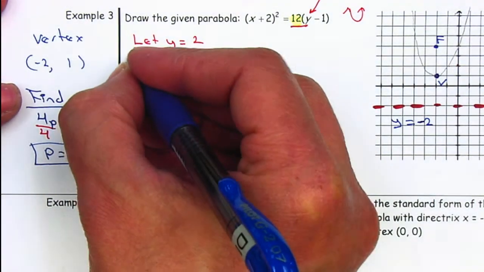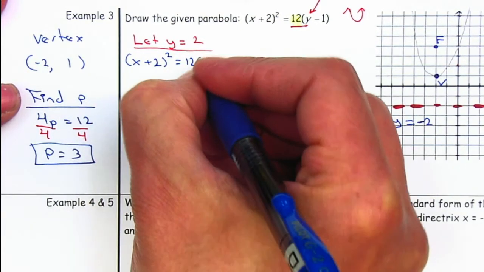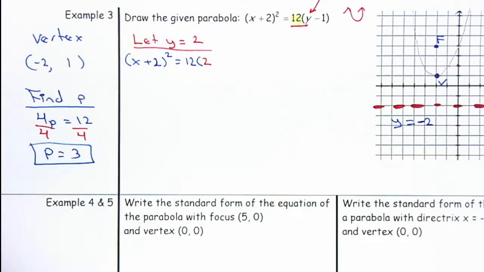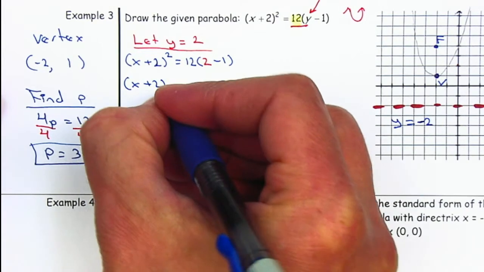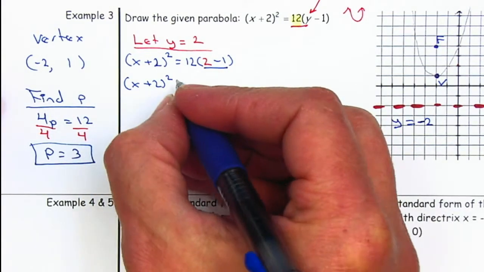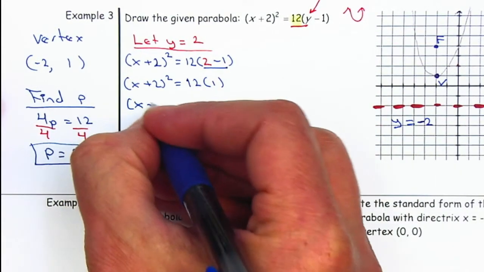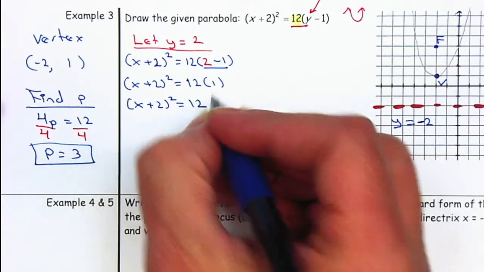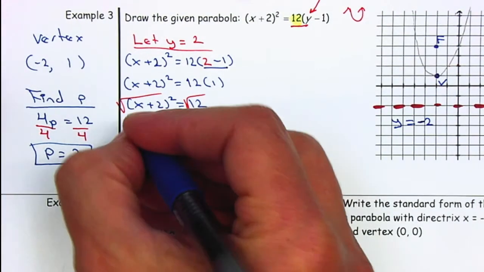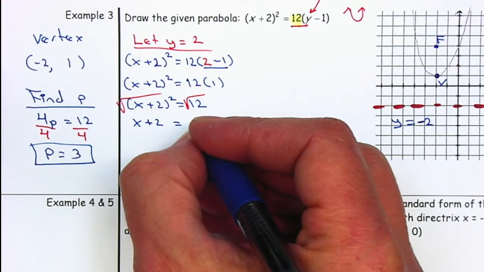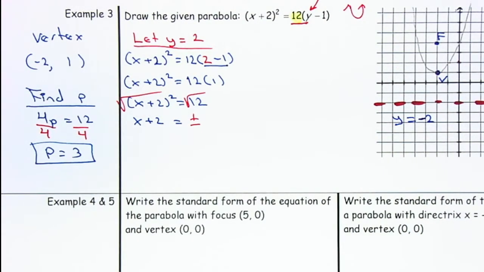Make sure you write small because this is a longer process. x plus 2 squared is equal to 12, except instead of the y it will be 2 minus 1. That'll give me x plus 2 squared. This is 2 minus 1 is 2. This is 2 minus 1 is 1. x plus 2 squared is equal to 12. Now I can get rid of the square by taking the square root on both sides. That'll give me x plus 2 is equal to plus or minus the square root of 12.